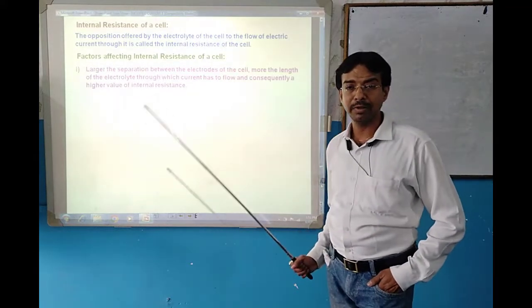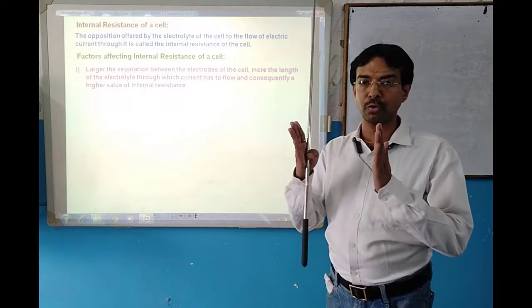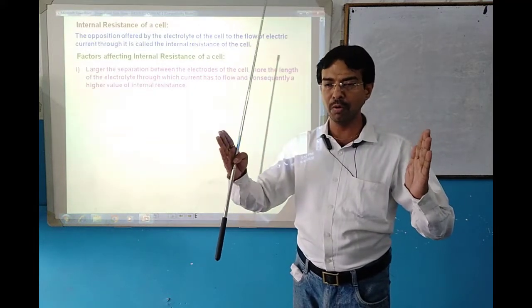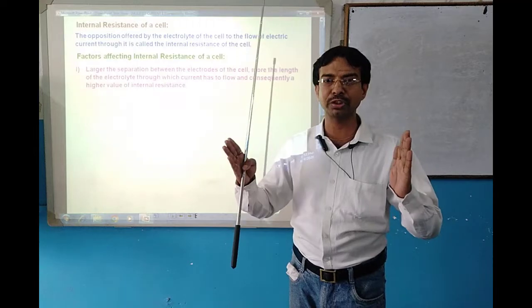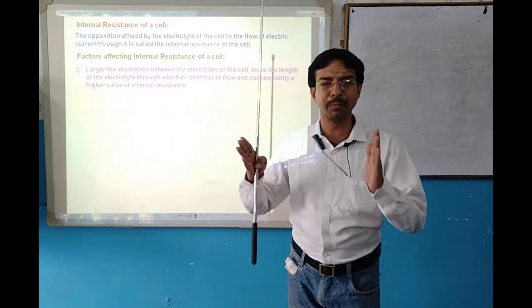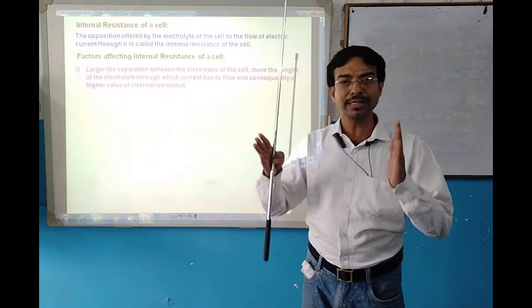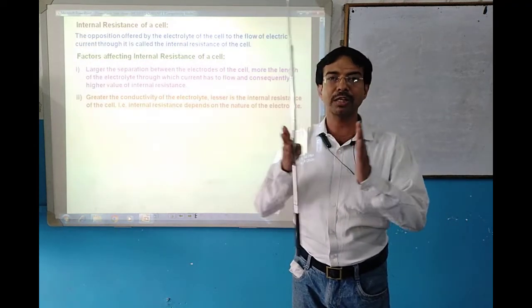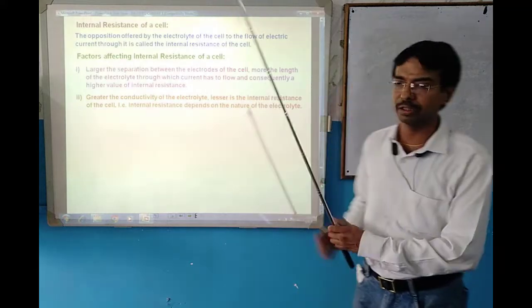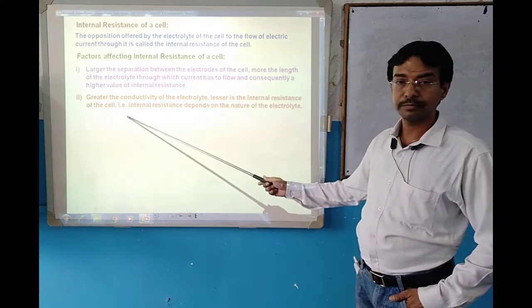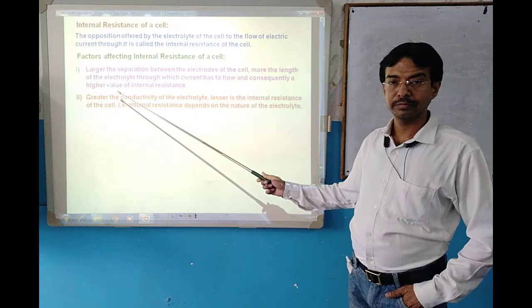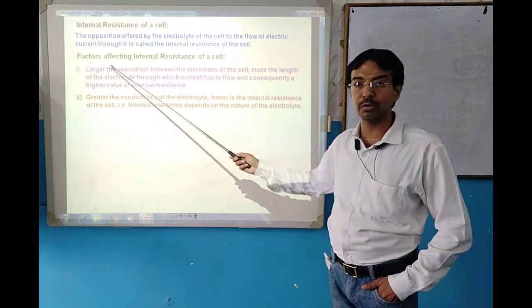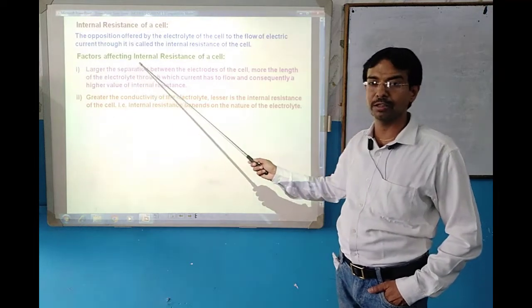What do you want to say? That is to say, if two different electrodes are placed like this or like that, you know very well, charge will move a greater distance, and in that situation it will face more and more hindrance than in the other condition. So resistance will be more if the electrodes are separated by a very large distance from each other. It means, sir, the internal resistance depends on the separation of the electrodes. Yes, it is totally based upon the distance between the electrodes of a cell. If it is more, then the internal resistance will be more.